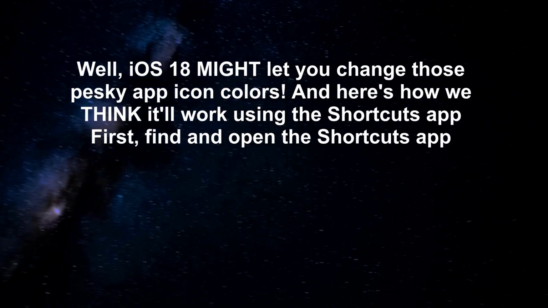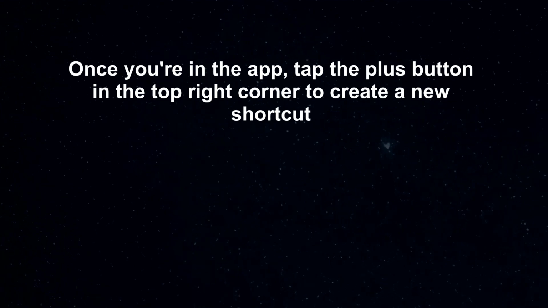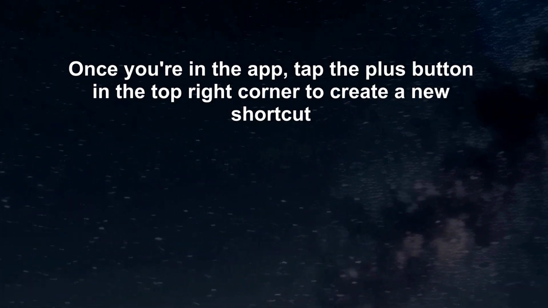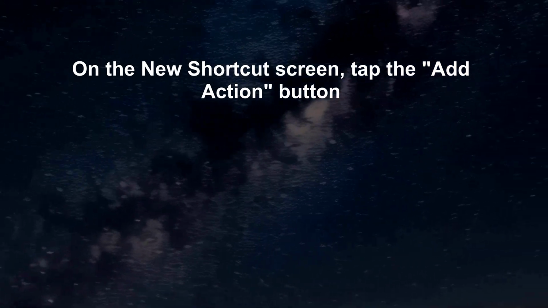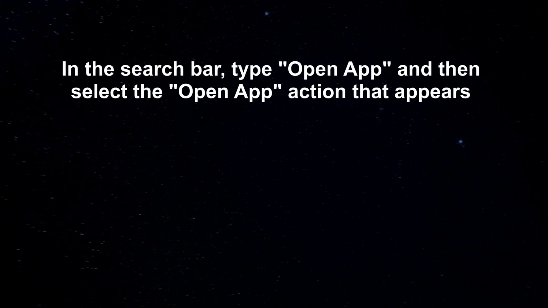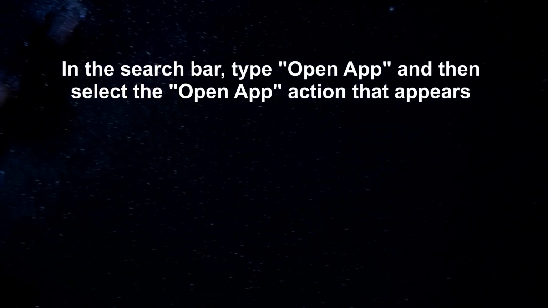Find and open the Shortcuts app. Once you're in the app, tap the plus button in the top right corner to create a new shortcut. On the new shortcut screen, tap the Add Action button. In the search bar, type Open App and then select the Open App action that appears.